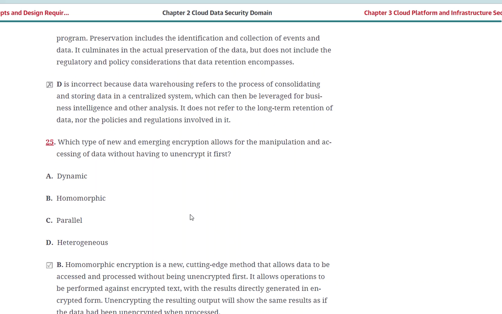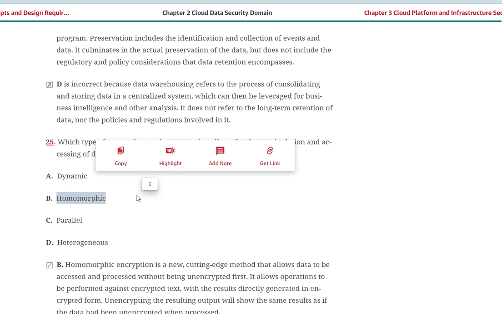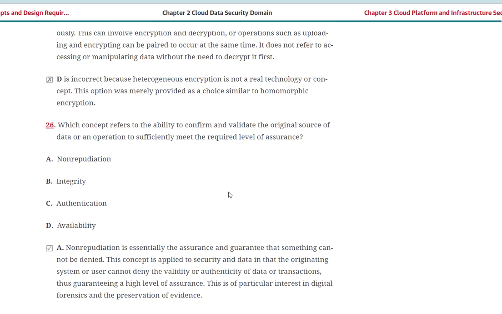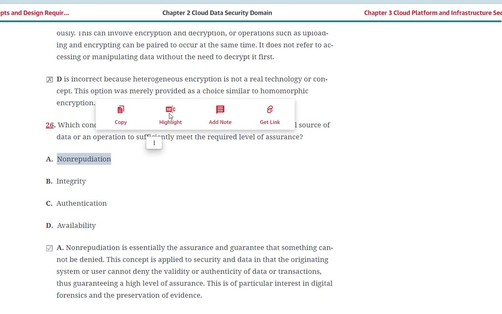25. Which type of new and emerging encryption allows for the manipulation and accessing of data without having to unencrypt it first? And the correct answer is homomorphic. 26. Which concept refers to the ability to confirm and validate the original source of data or an operation to sufficiently meet the required level of assurance? And the correct answer is non-repudiation.